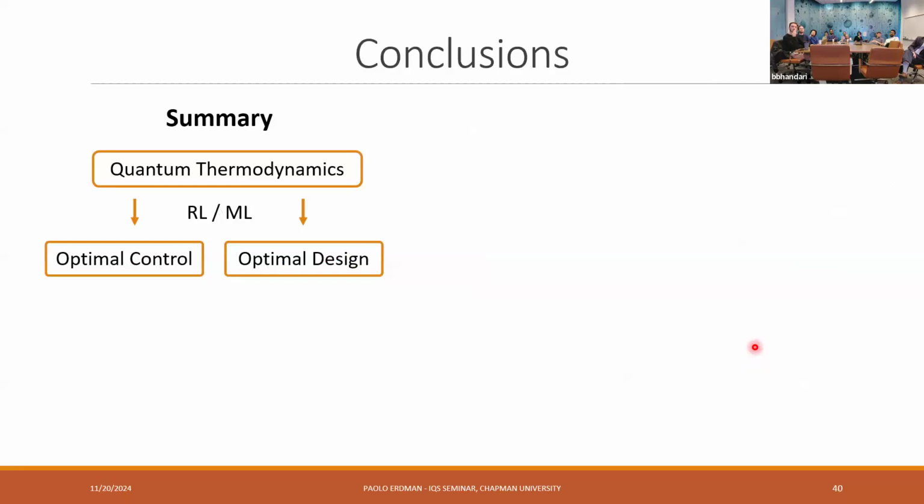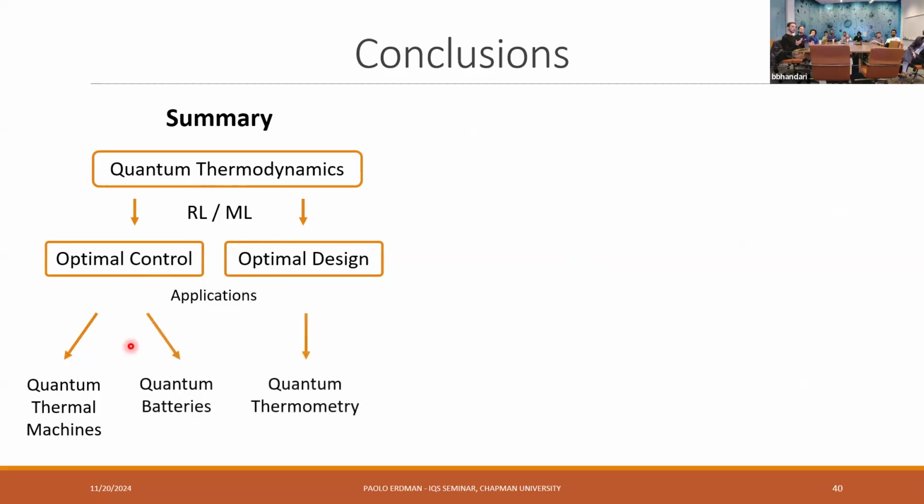So that was it. To summarize, we've seen in general how we could use methods from machine learning to solve problems in quantum thermodynamics, in the control of systems. We've seen how we can control heat engines or batteries, or how we can design a thermometer.